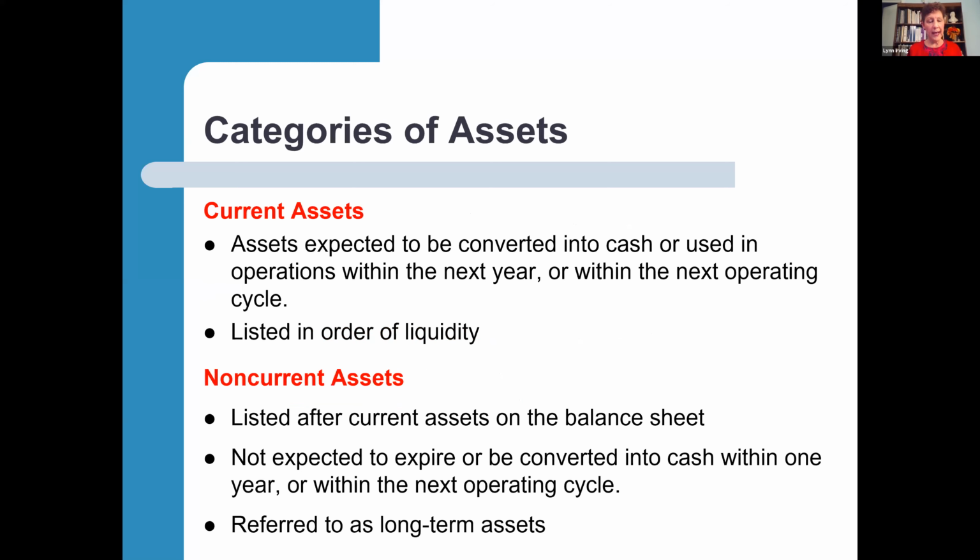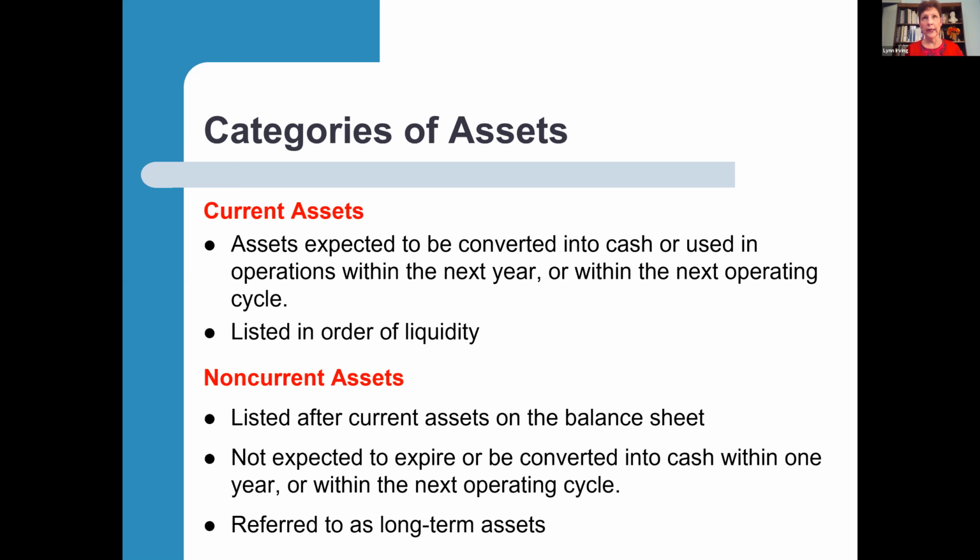Now, the categories of assets on your balance sheet, the two major categories that we think of are your current assets and then your non-current, or sometimes they're referred to as long-term assets. And your current assets are those assets that are either already cash, or they expect to be converted into cash or used up within the next operating cycle. So for most of you, your operating cycle is going to be a year, right?